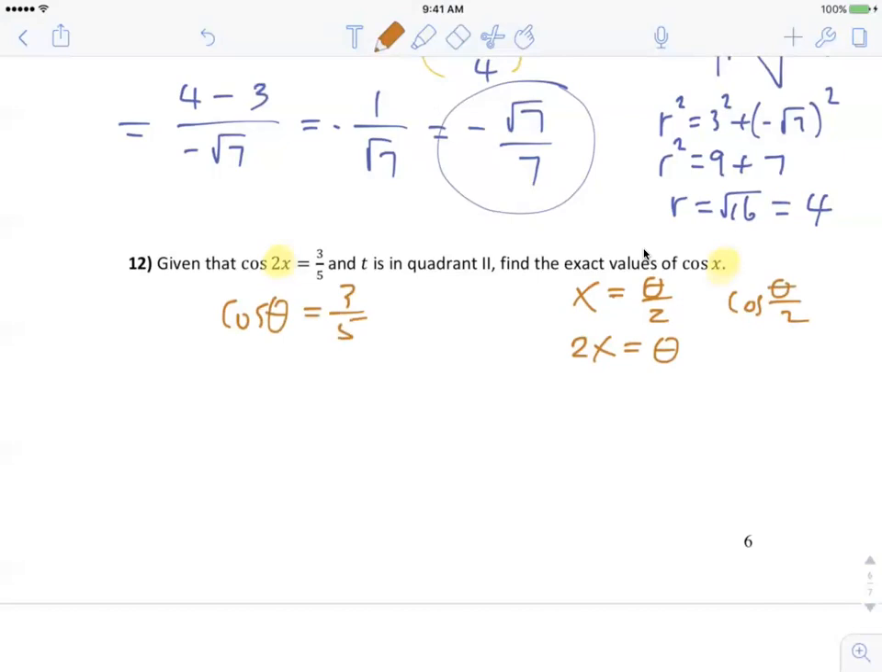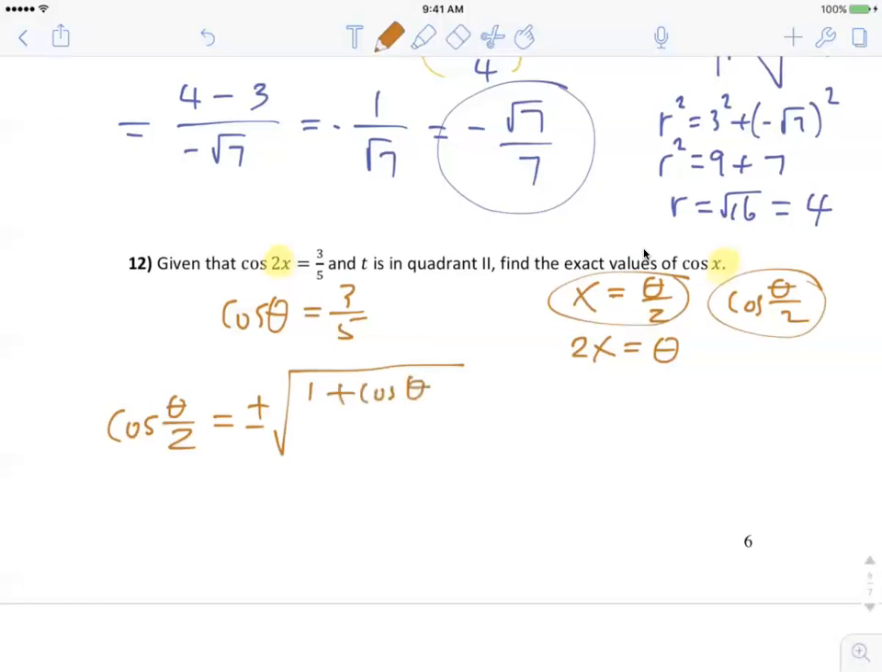All right, so let's just do this all in terms now of theta, and then we can do this back substitution at the end. So, okay, so what's my identity for cosine theta over 2? Cosine theta over 2 is plus or minus square root of 1 plus cosine theta over 2. And I'm just going to continue with this new color. I like it. Okay, so 1 plus 3/5. Cosine theta is 3/5 over 2.